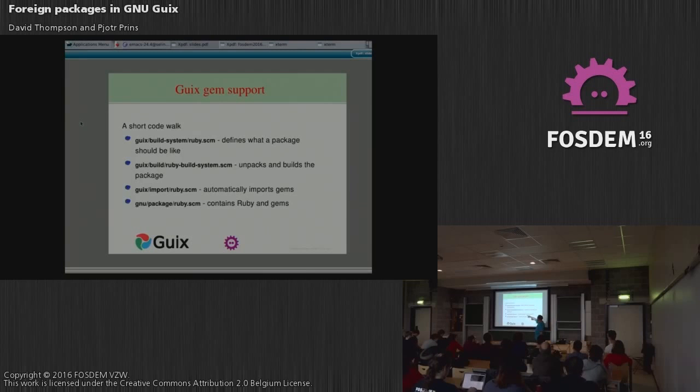Then you have got guix/build/ruby-build-system.scm, and that actually does the unpacking and building of the gem in this case. So it fetches a gem, it unpacks it, and it installs it.